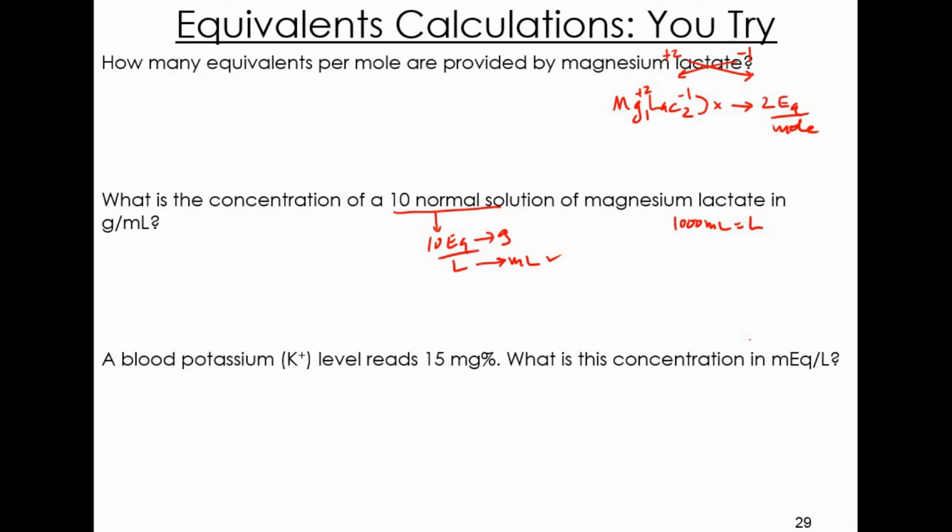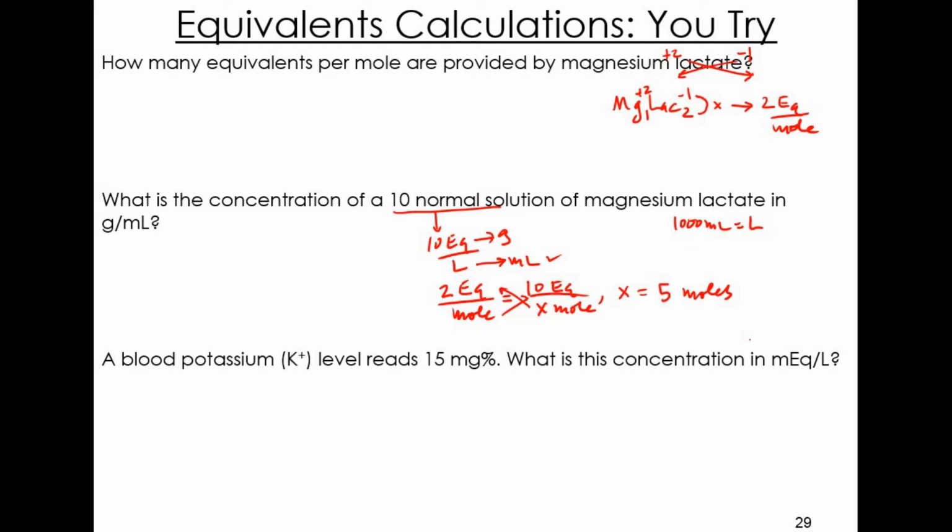For the top one, we're going to have to do that in 2 steps. So we know the number of equivalents per mole for this salt. There are 2 equivalents per mole, and we need to know, first of all, how many moles are provided by 10 equivalents. So X equals 5 moles. And then the next step is going to be to convert those moles into grams.